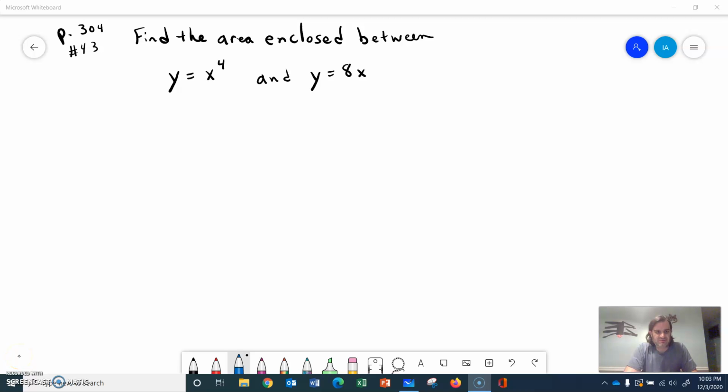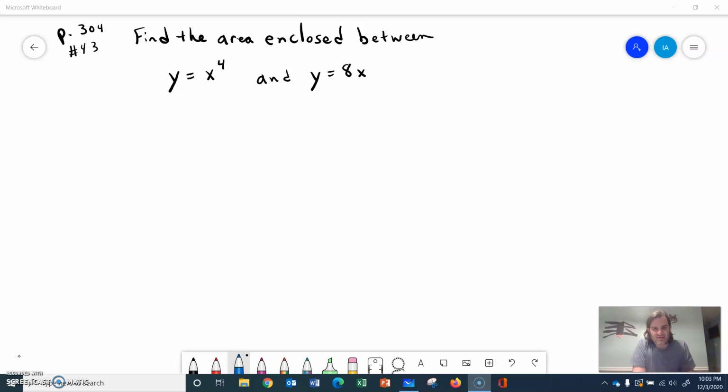Hey, it's Mr. Allred, and I'm going to work out a problem I gave you. It may be a little bit harder getting started depending on your resources, but we're trying to find the area enclosed between two curves, y equals x to the fourth and y equals 8x.